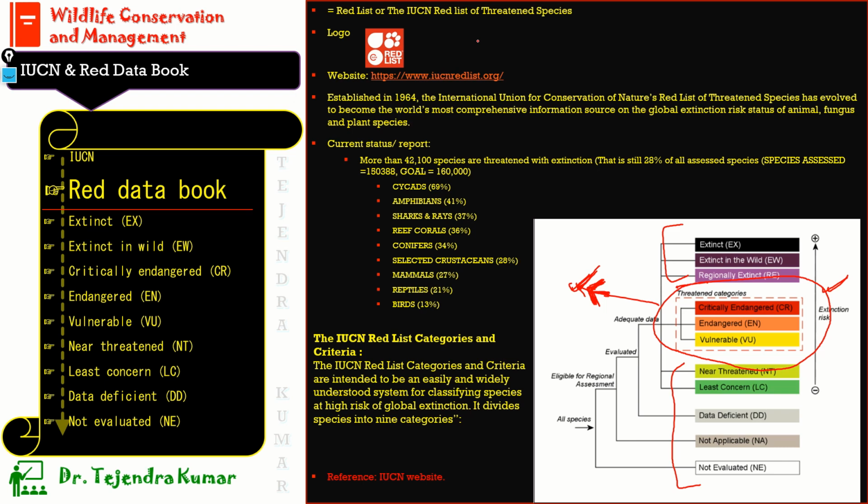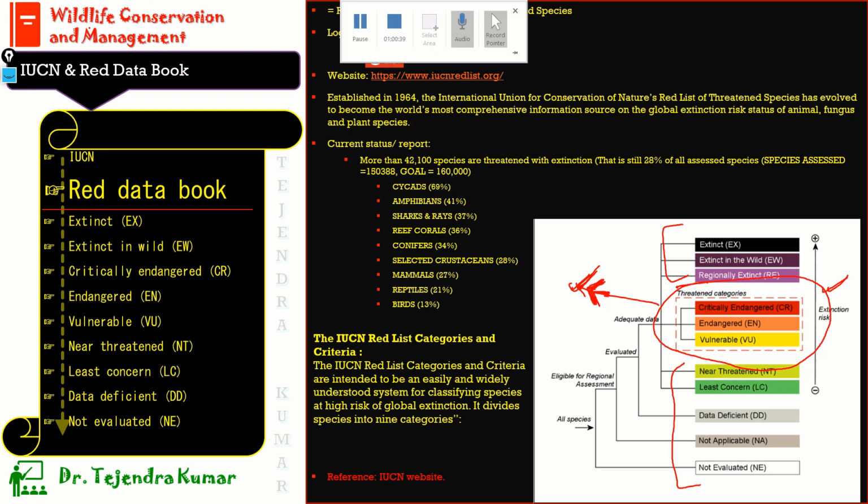I hope I have cleared everything about the criteria and categories, what the IUCN is, and what the Red Data Book or Red Data List is. Thank you.